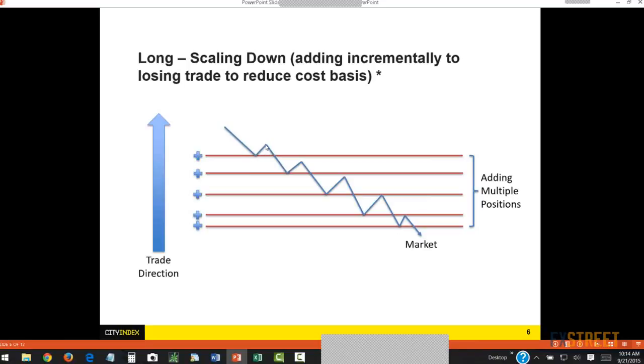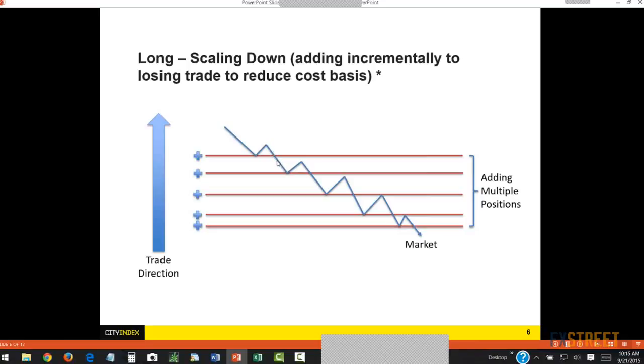So as it goes lower, let's say you get into this trade, you want to go long at a certain point. You think this market is undervalued. I want to get into this market, and I'm looking for a turn back to the upside. This is an oversold market, let's say. And of course, markets can continue to go against you, as they often do.